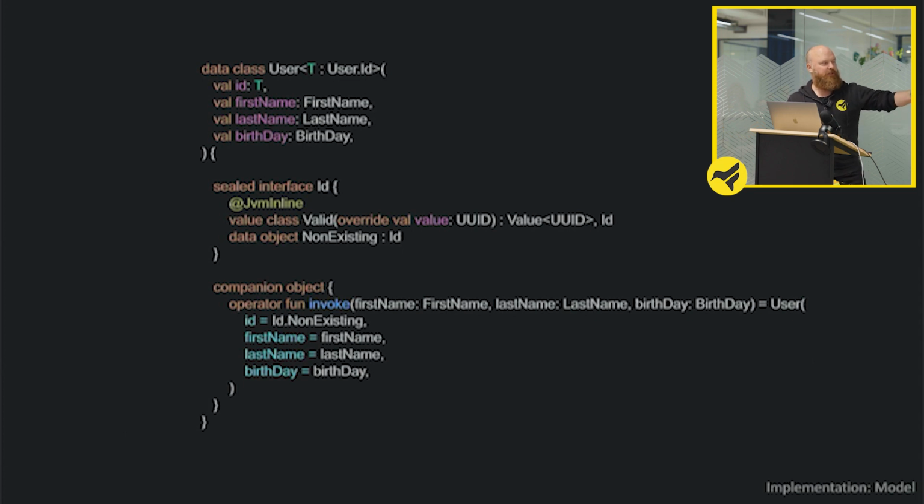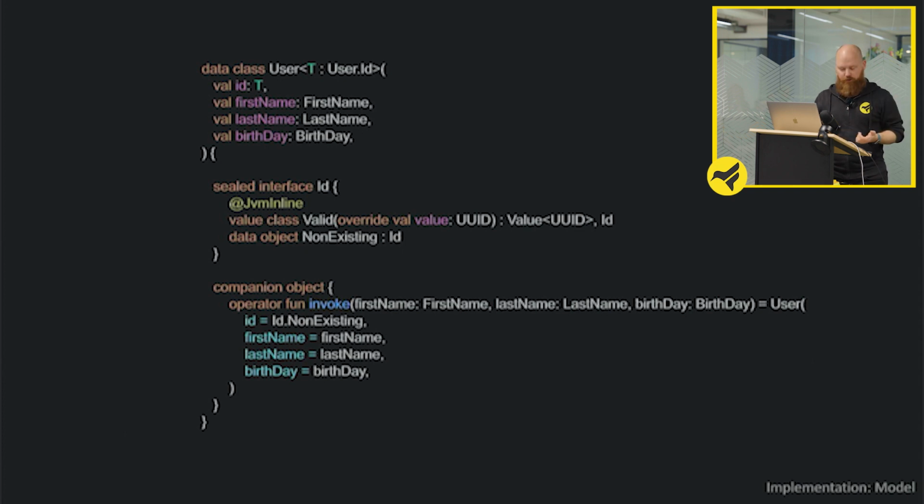And then because when the API call comes in, you don't have an ID yet, you can define an operator function invoke, where you just invoke this object with just the first name, last name, and birthday. By the way, I tried this with the secondary constructor, but that didn't work because of the generic ID. But this is also a pattern that I will be using more. So this is also why it's up here.